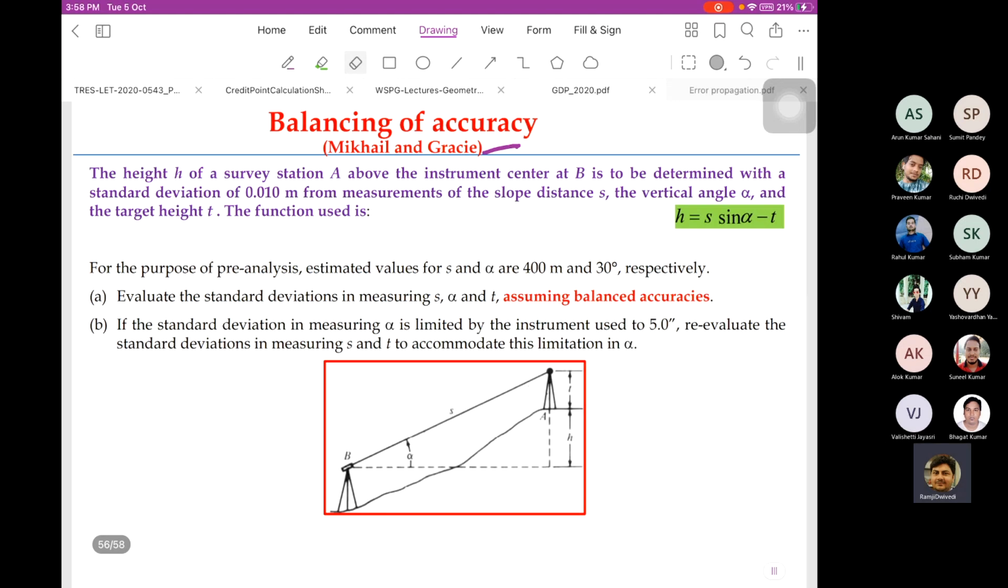Now, this is your client's task, which he is telling you: the height has to be determined with a standard deviation of 0.010 meter. That means he wants sigma h to be 0.010 meter, from measurement of the slope distance s, vertical angle alpha, and the target height, sorry, target height as t.